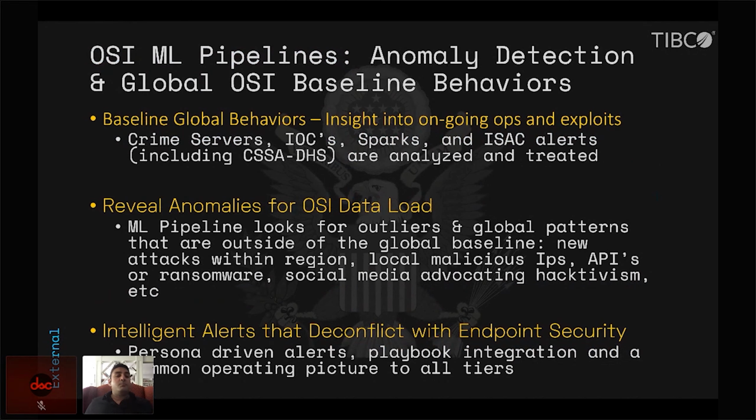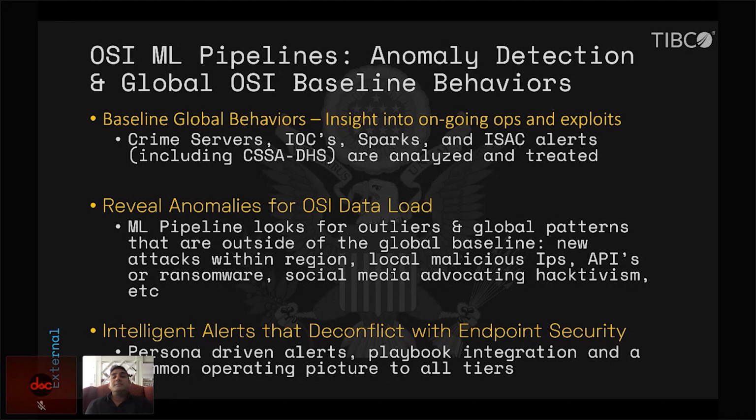So much in the same way that we did from the internal perspective, we would do an external perspective as well. What we do is we derive a baseline for global behavior, specifically associated with the global cyber data sources we have access to. So what do we have access to? We have a global repository of crime servers where criminals are housing applications. Which servers are they attacking? Which IPs are they attacking from?